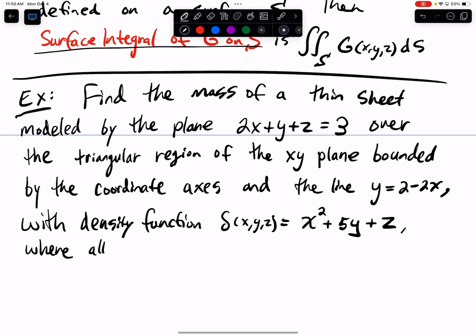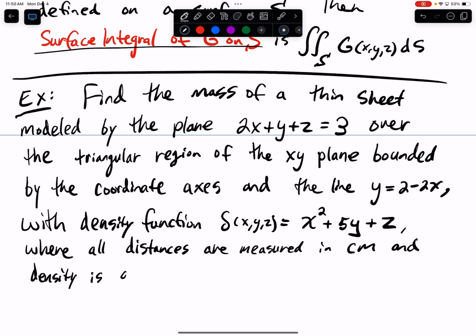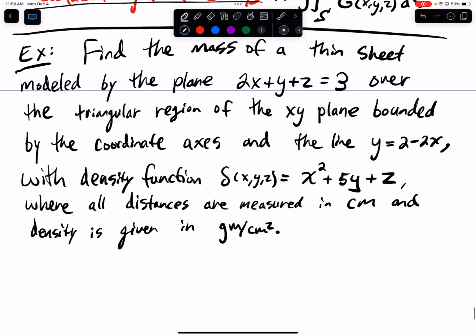where all distances are measured in centimeters and density is given in grams per centimeter squared. Oh, fun. All right.